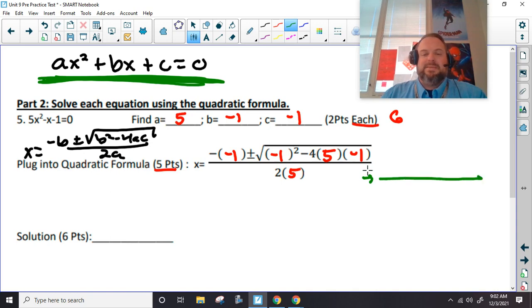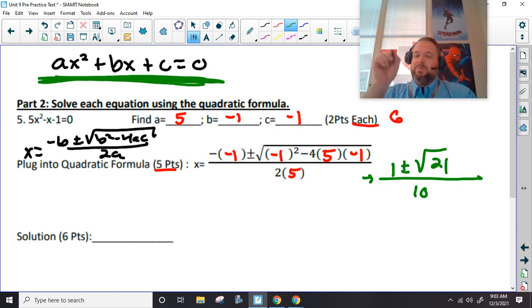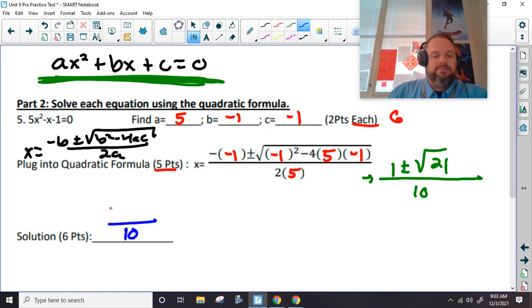So this is 10. Negative times a negative is a positive. And then all this ends up being 21. Now, if we try to take the square root of 21, we just get the square root of 21, not 21. It still comes back with that little square root sign. So our actual answer for this one is this right here.